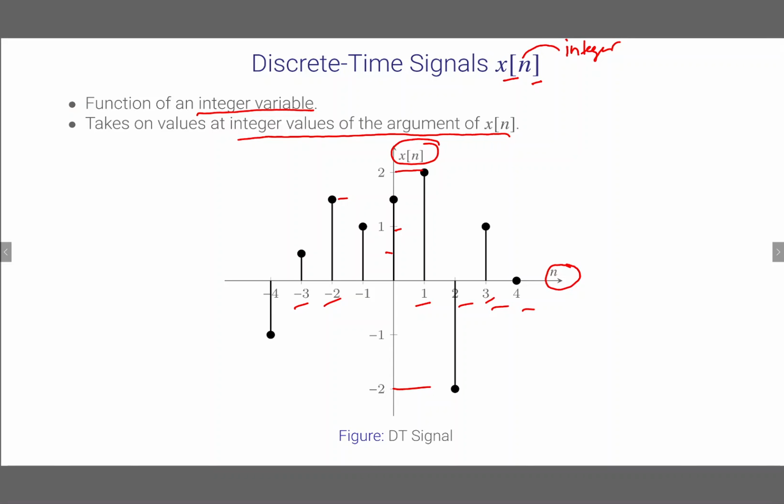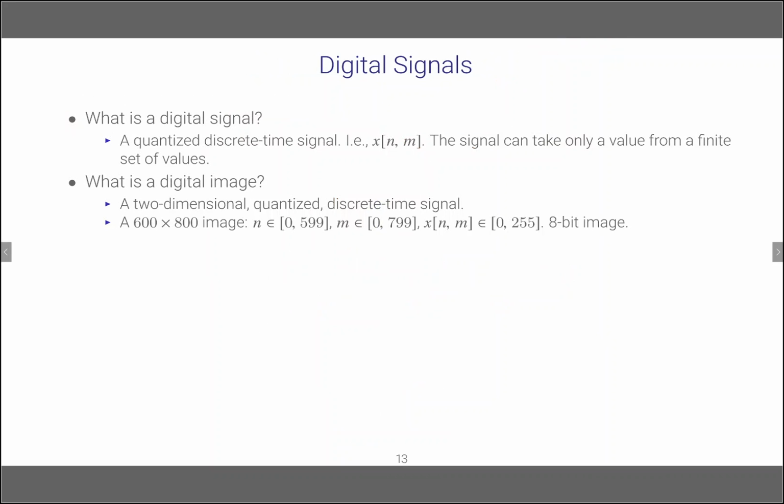At minus 3 the value is 0.5 and so on. If you ask me what is the value of the signal at 1.7, I do not know. It is not defined. Therefore, the discrete time signal is defined only at integer values of the independent variable. Actually, the independent variable is an integer. So please remember that.